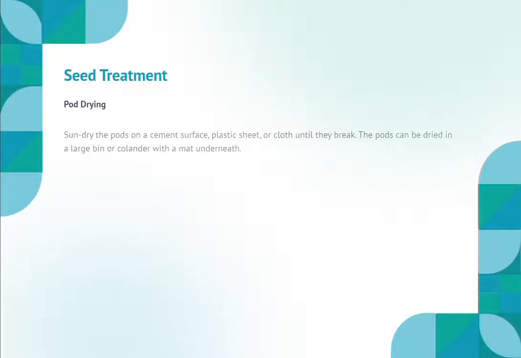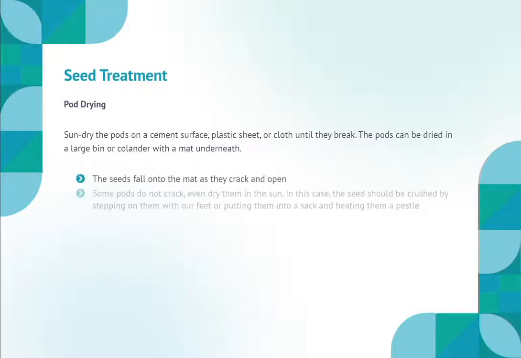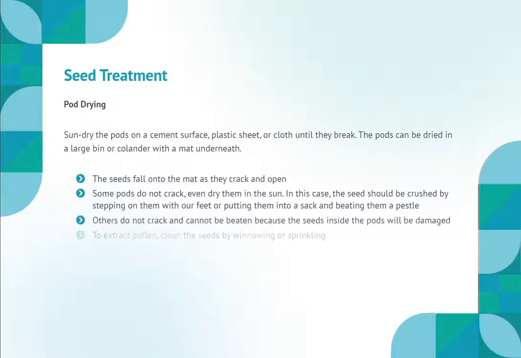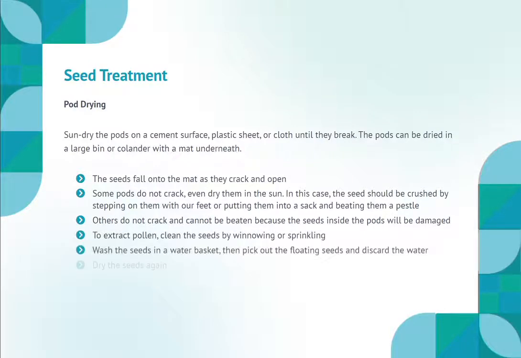Pod drying. Sun-dry the pods on a cement surface, plastic sheet, or cloth until they break. The pods can be dried in a large bin or colander with a mat underneath. The seeds fall onto the mat as they crack and open.